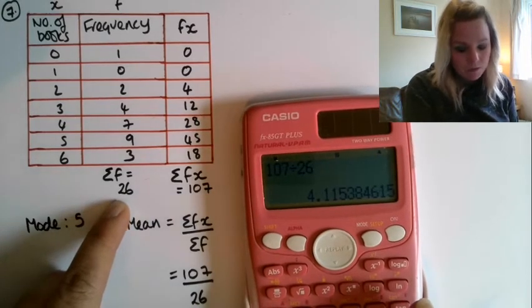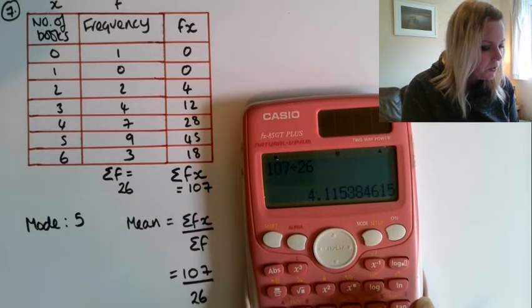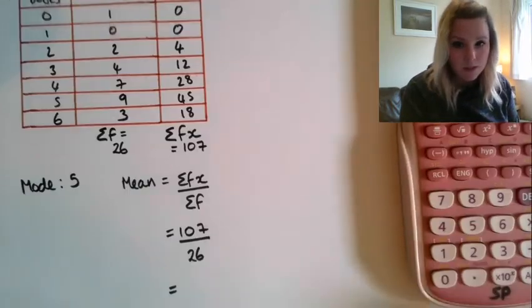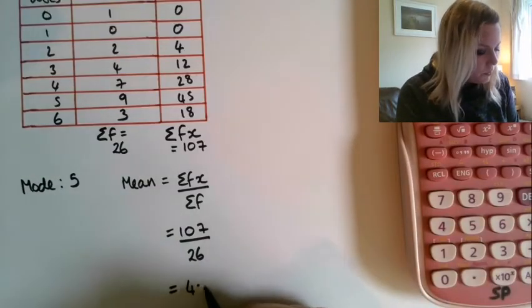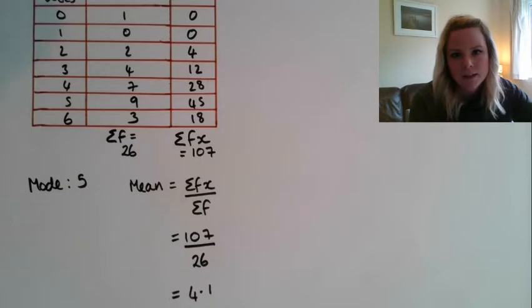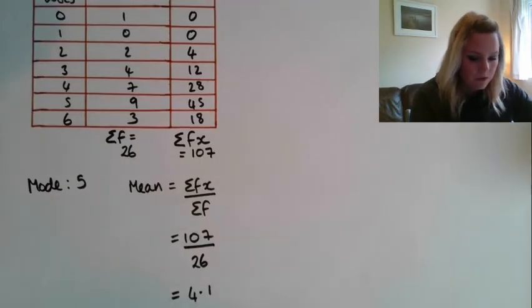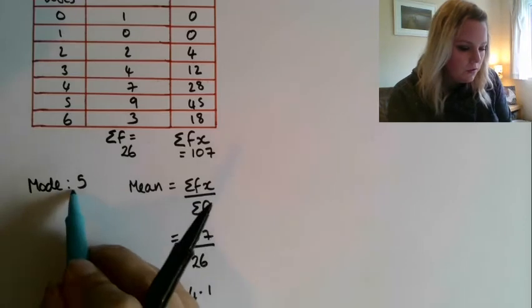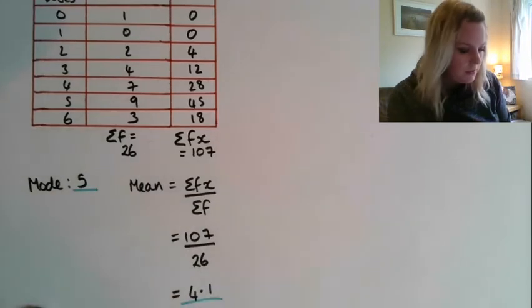And that gets me 107 divided by 26, 4.1153. Now, I'm going to just round it to one decimal place. So 4.1. So that is the mean all done. So I've got 2 of my answers out of 3. I had to get the mode, I had to get the mean.